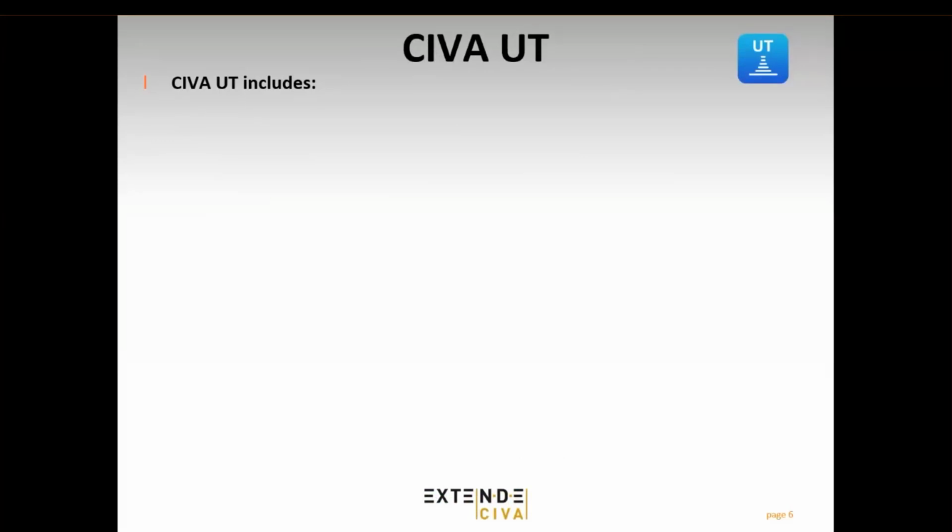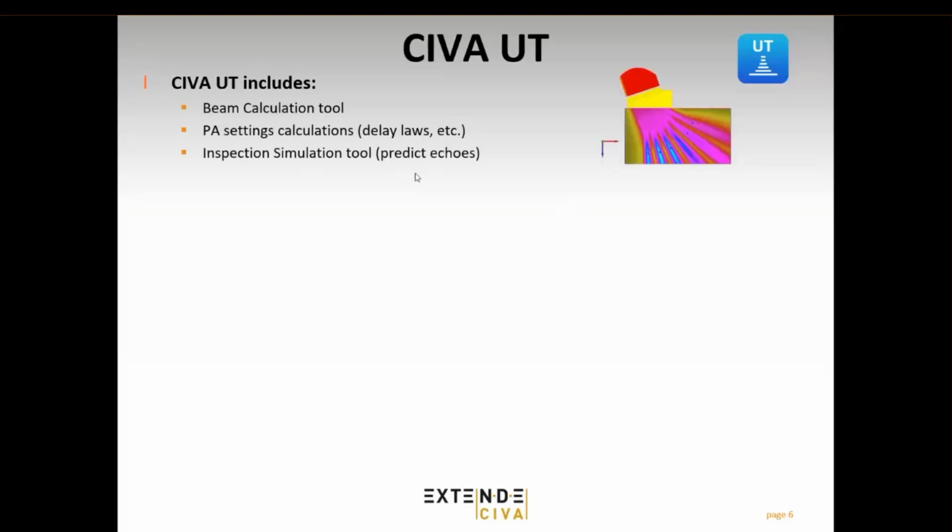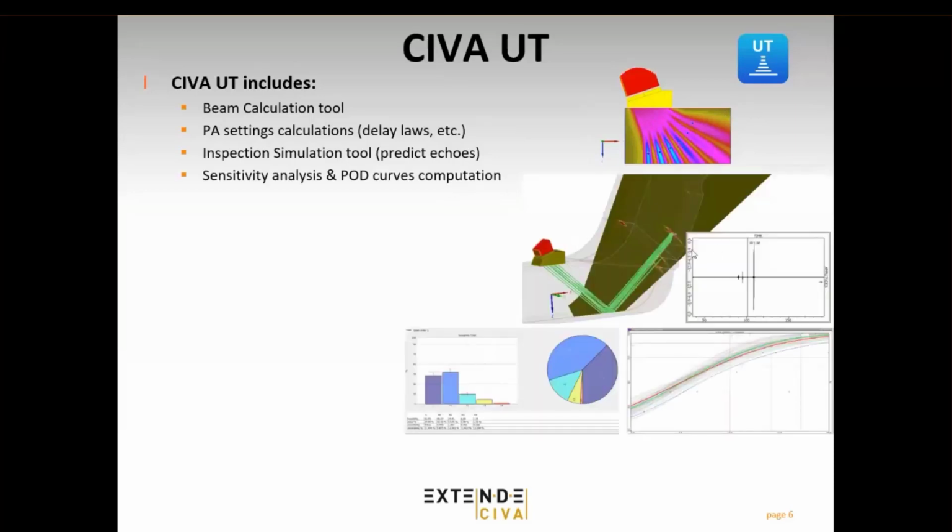Okay, let's briefly describe the main modules of CIVA. CIVA UT helps to compute beam calculations and beam propagation with conventional or phased array probes. Maps of the beam can be displayed. It also performs inspection simulations to calculate the response from defects when you inspect. It includes sensitivity and analysis curves, and also allows plotting periodic curves.